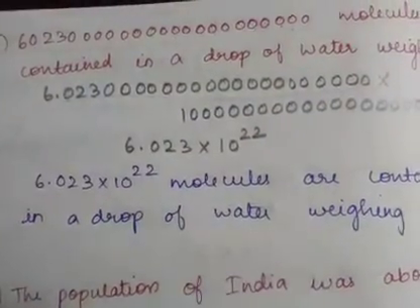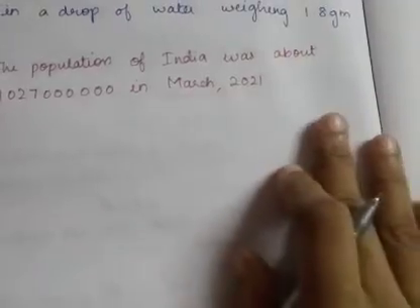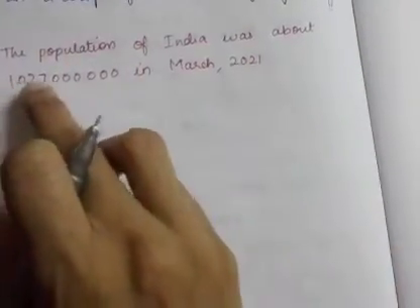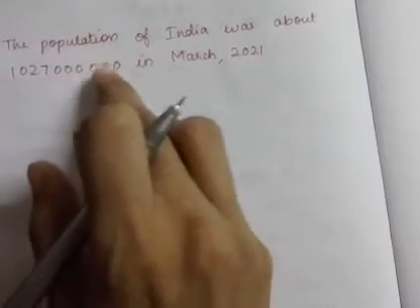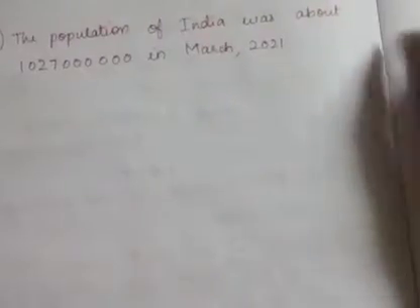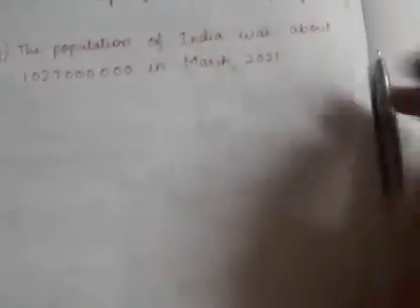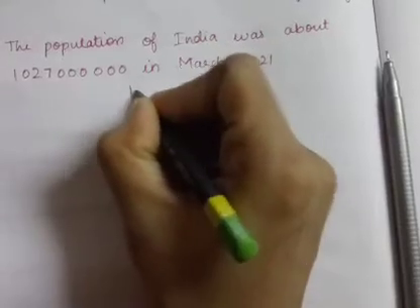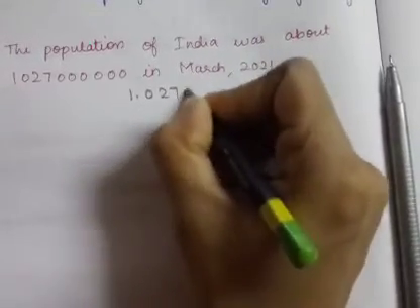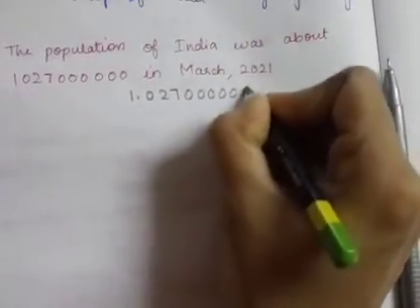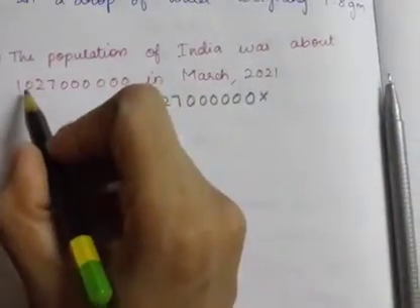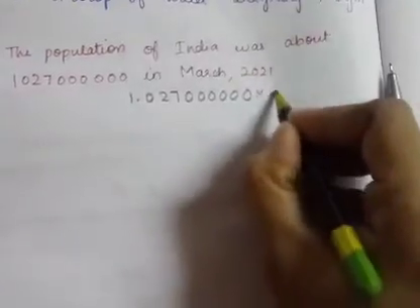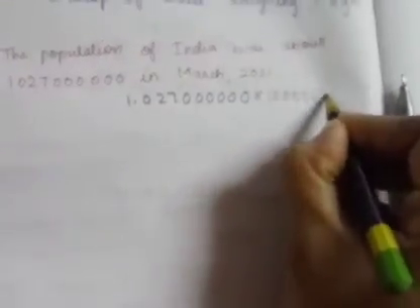Okay, children, this is your J problem. J problem is given, the population of India was about 1027,000,000 in March 2021. Yes, so we have to convert this into standard form, right? So how will we write 1.027,000,000 into, how many digits are there? 1, 2, 3, 4, 5, 6, 7, 8, 9. So 9 zeros should come.